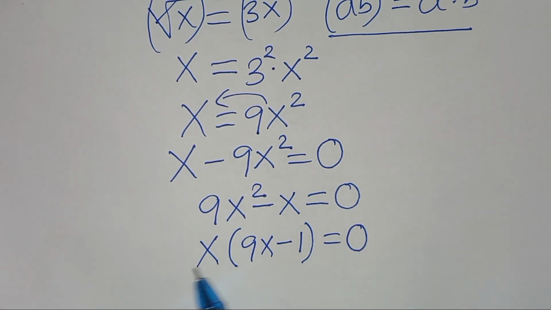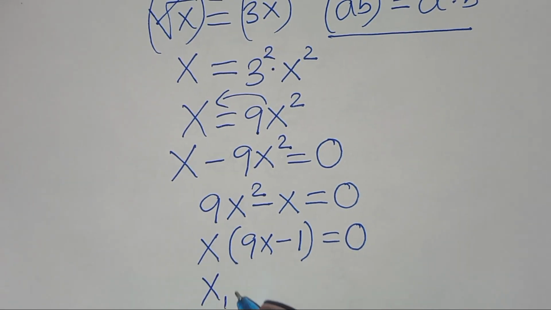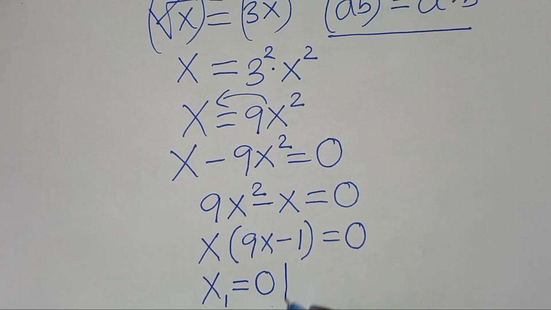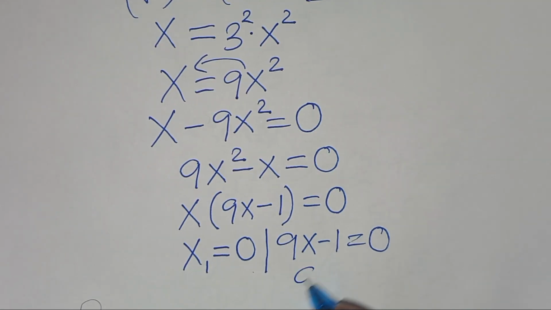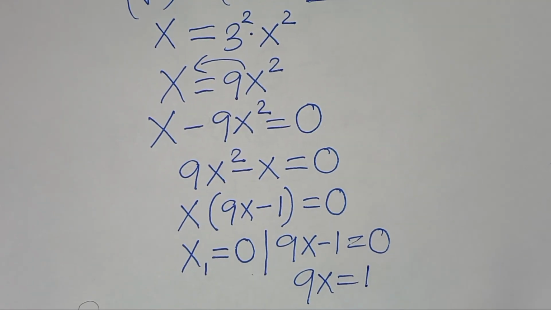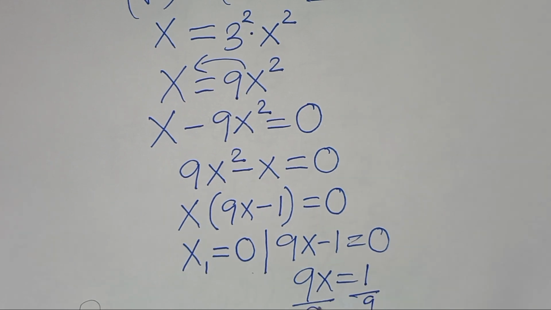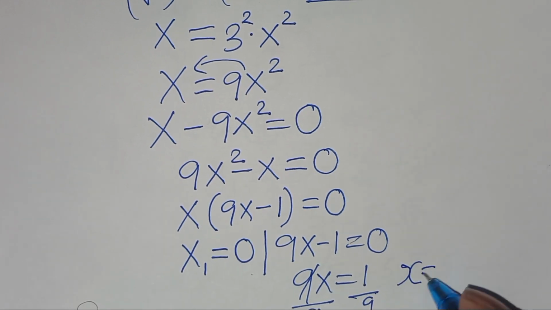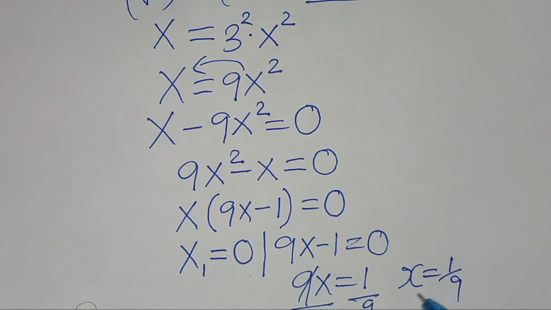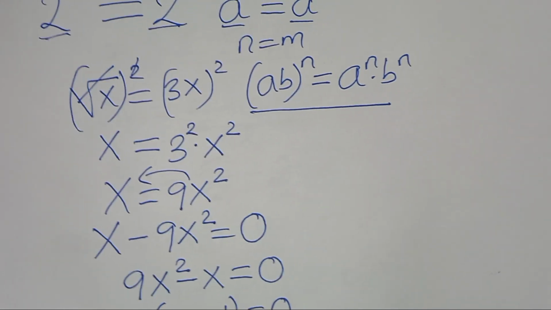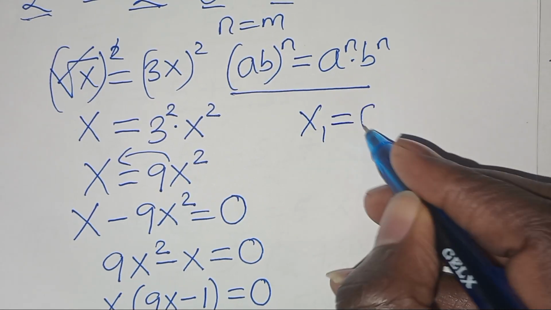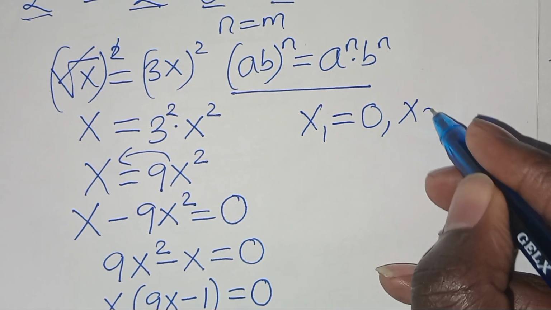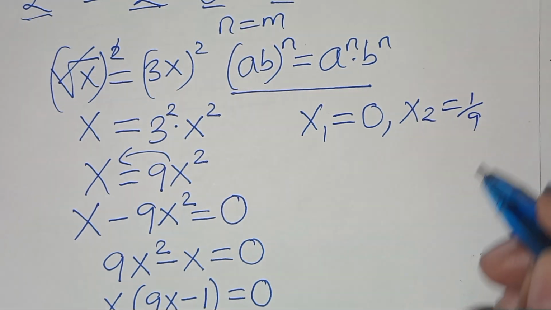So the first thing to observe here, we have that the first value of x is equal to 0. And the second part here, we have 9x subtract 1 equal to 0. So this implies that 9x is equal to 1. So let's divide both sides by 9, so that the value of x here is equal to 1 over 9. So this is the second value of x. So we have two values of x here. We have x1 equal to 0 and x2 equal to 1 over 9.